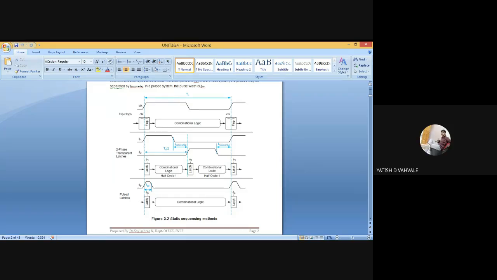Because we have divided the latches, ma'am, TC by 2. We have divided the whole time period into halves, so each gets half. But one should be on and the other should be off. Why is it so?